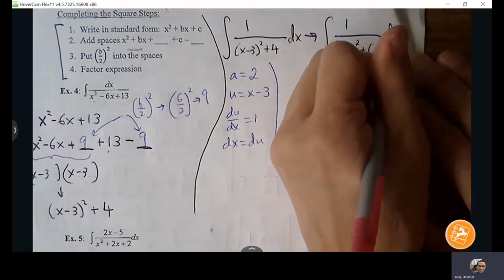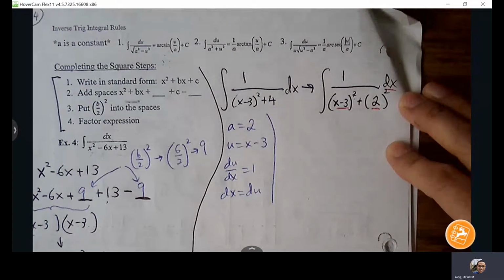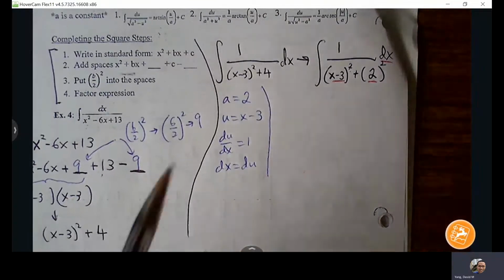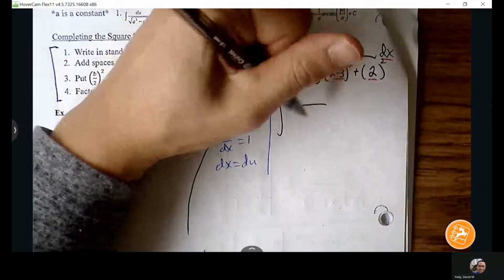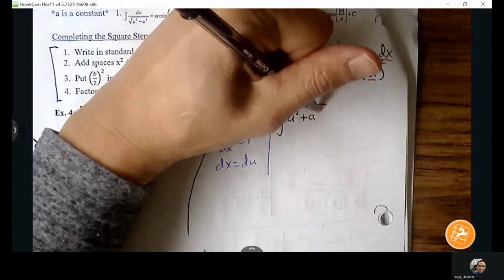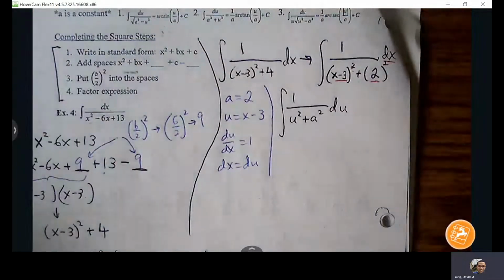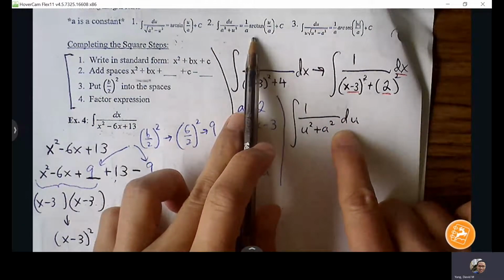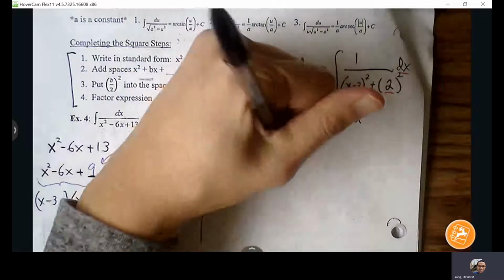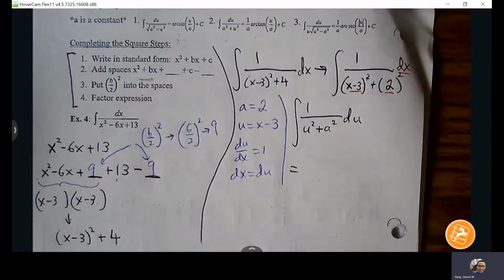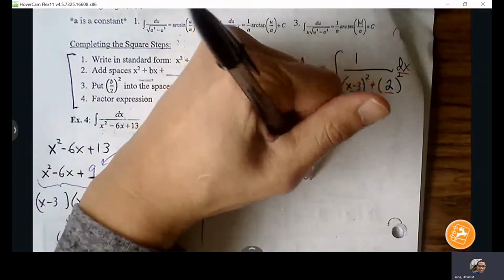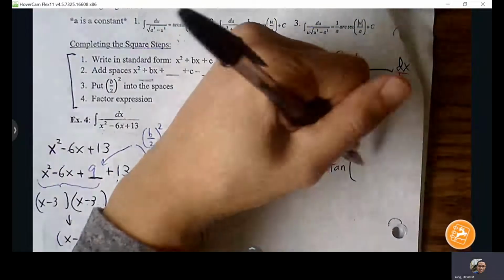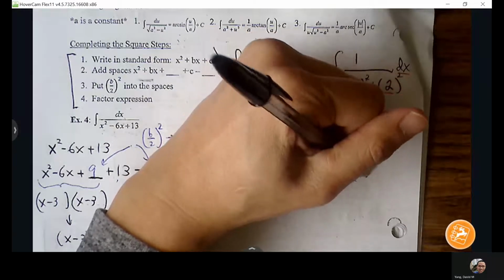We want this to look exactly like the rule that we're about to apply. I have it at the top of the page here. We want it to look like this arctangent rule. Matches perfectly, no coefficient. Okay, we're now ready to go to the right side. 1 over a, what's our a value? 2. 1 half, arctangent, u over a, plus c.